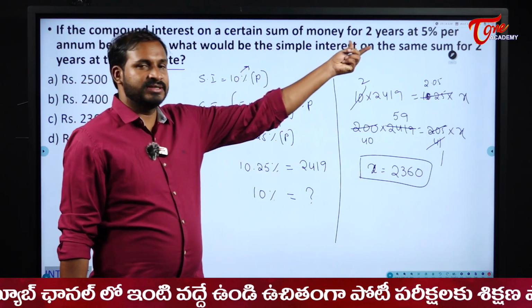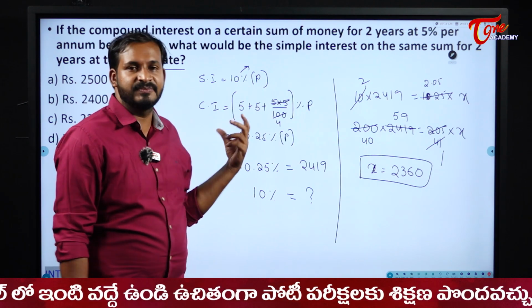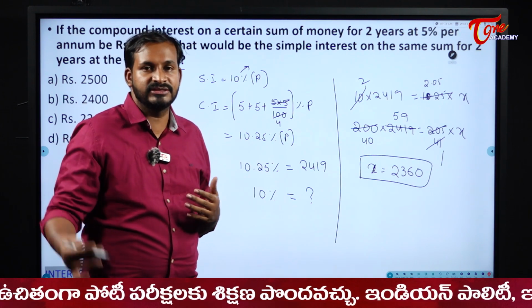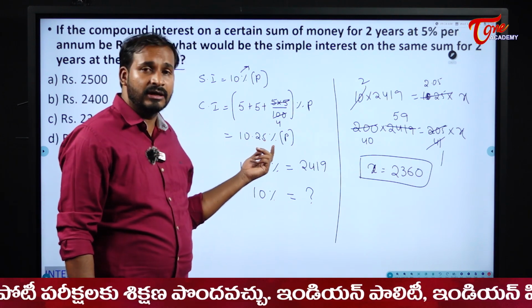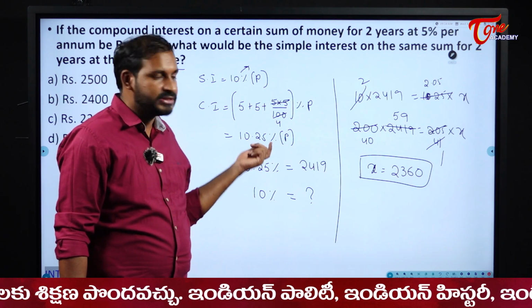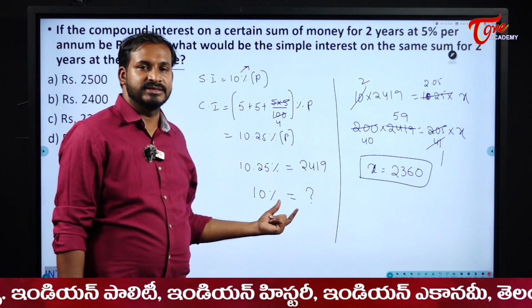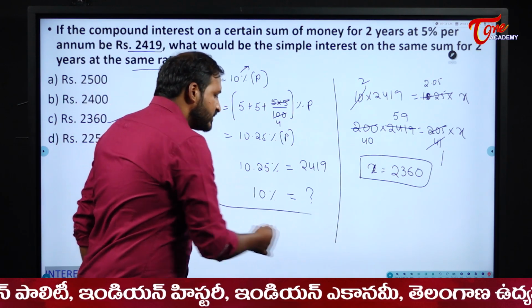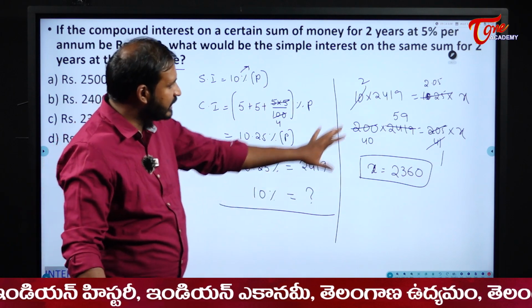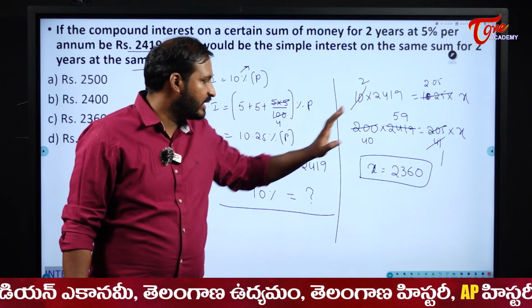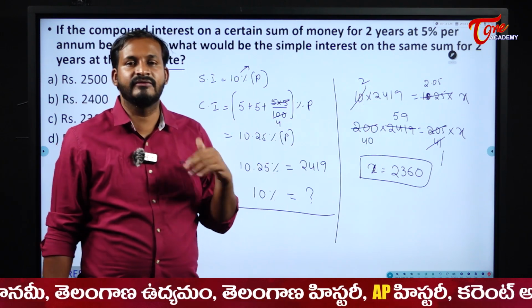Simple interest, TR percentage, 2 into 5, 10% of principal is my simple interest. If it is compound interest, successively increased by 5% and 5%, overall it will sum up to what? 10.25%. If 10.25% is 2419, what is 10%? Up to here, the logic is done. The only thing left for us here is just the calculation part, if you know the concept very quickly and easily.